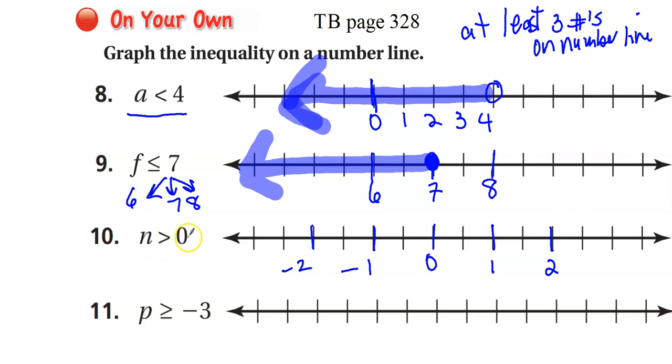Okay, so the solution of n is greater than 0. It's going to be an open circle because it doesn't include 0. So I do an open circle, and then I'm highlighting.